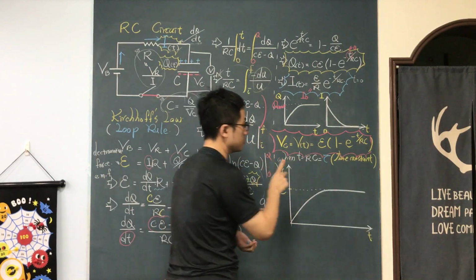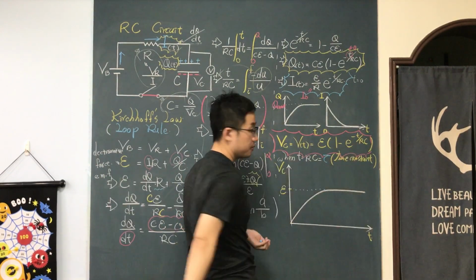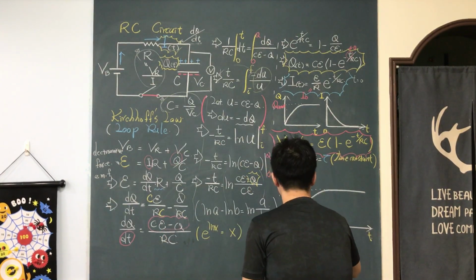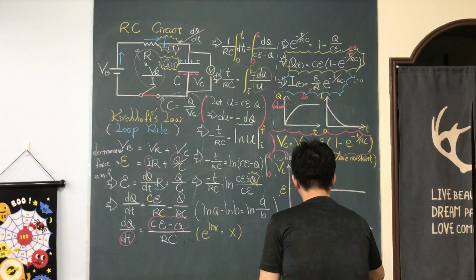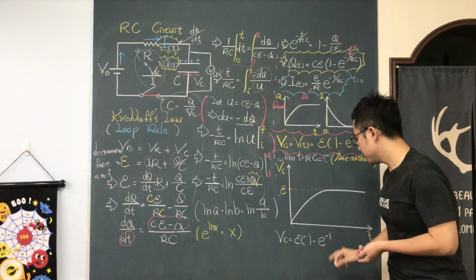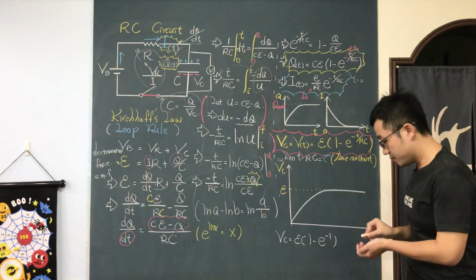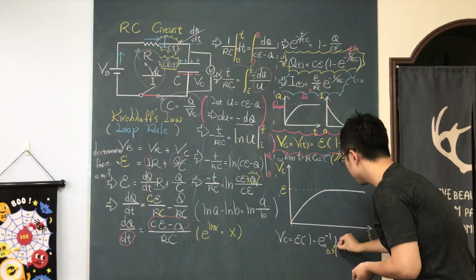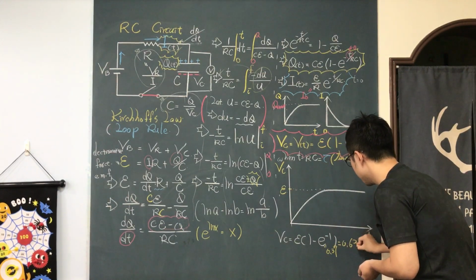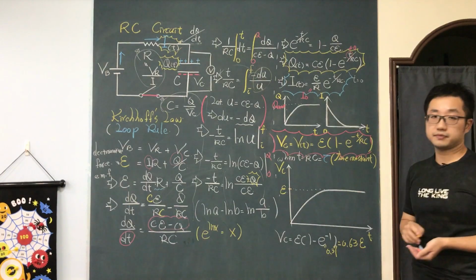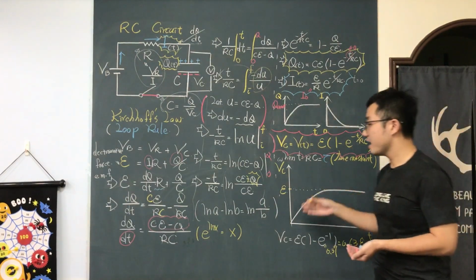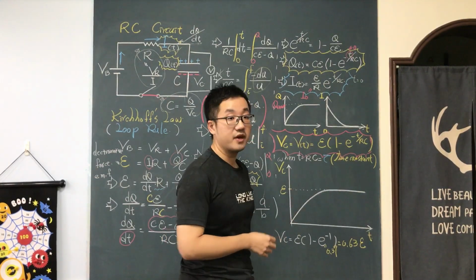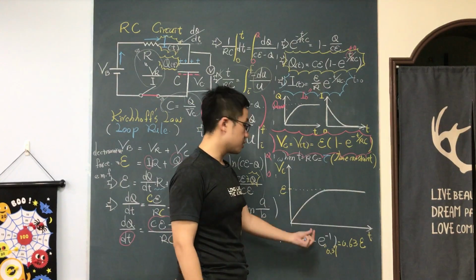And when time equals RC, your VC is going to be E times 1 minus e to the minus 1. And the e to the minus 1 is actually 0.37, so that will be 0.63 times the E. And that means if you want to charge a capacitor up to 63% of the maximum value, you should take a time equals RC.